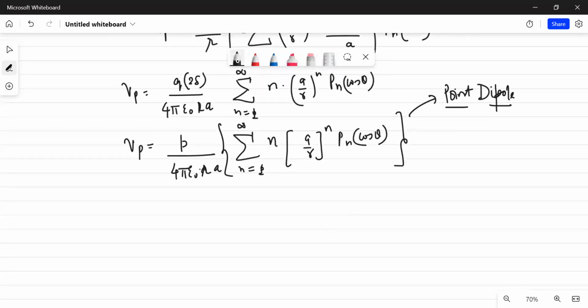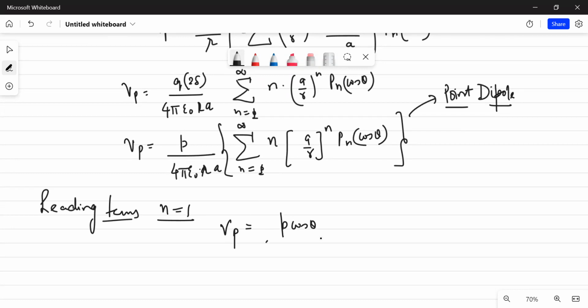What we can do, for instance, is try to find the leading term behavior. It is quite certain that the leading term behavior would be given by n equals 1. And if you take n equals 1, the potential will come out the same: P cos theta, because n equals 1, a by r, a cancels. So it will come out as P cos theta divided by 4 pi epsilon naught r squared. Is that clear? Yes sir.